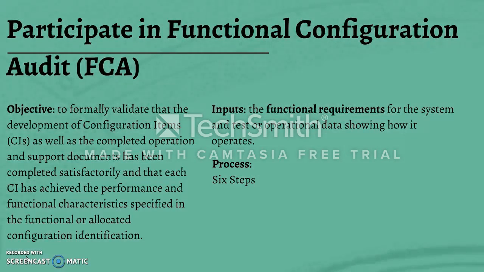The inputs are the functional requirements for the system and test or operational data showing how it operates. It is basically composed of 6 steps, which go from ensuring the availability of the verification matrix, showing the requirements, verification methods, and testing procedure name, add columns to the matrix for test status, review the test results, documentation or inspection, analysis, report that are associated with verification for each requirement.